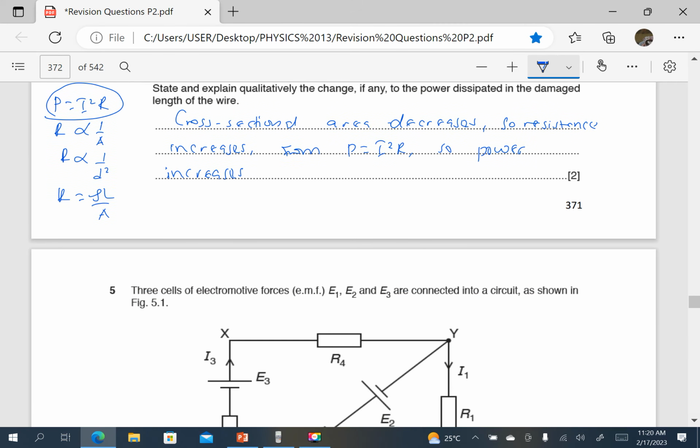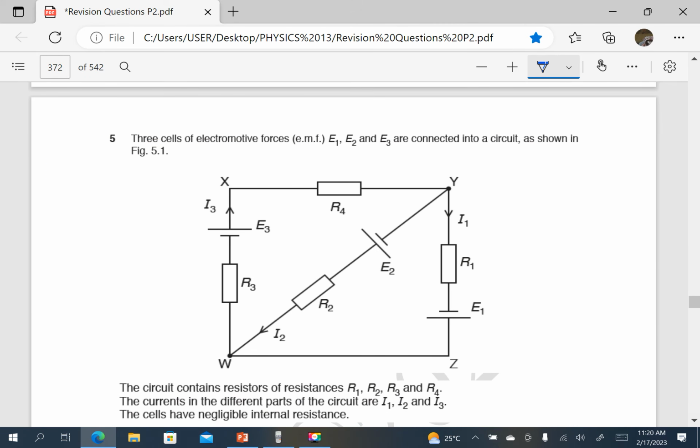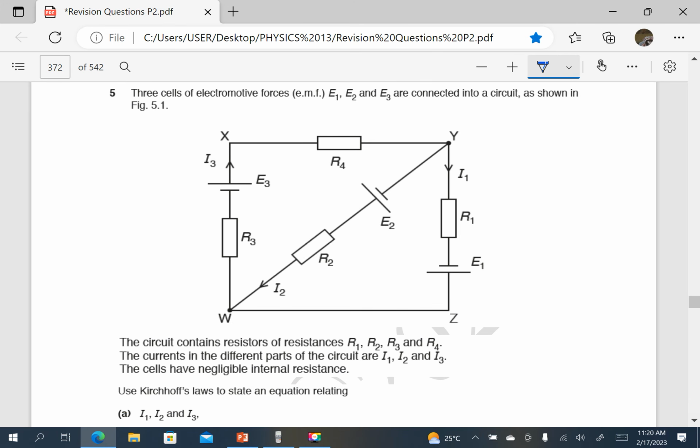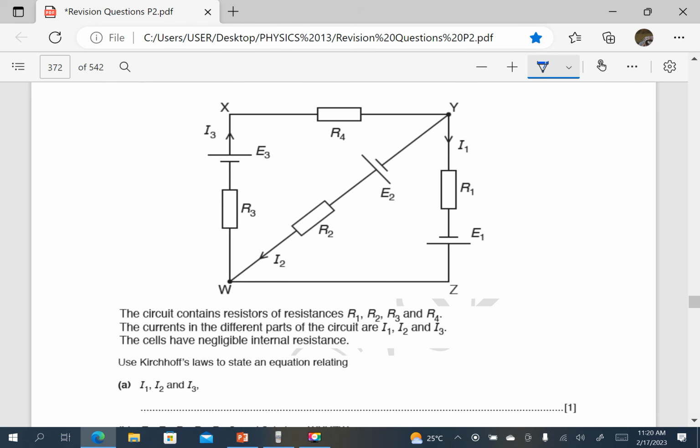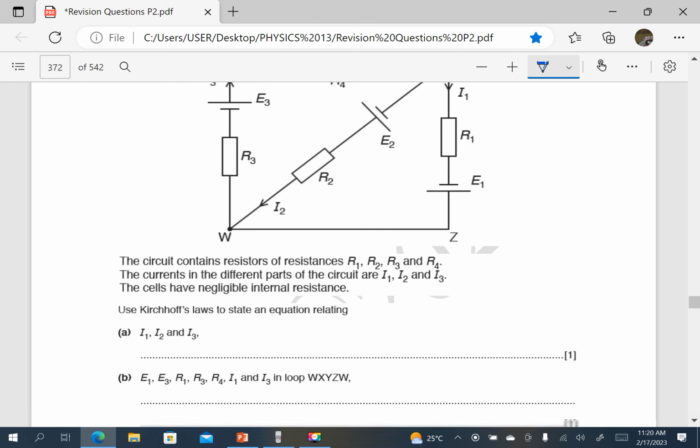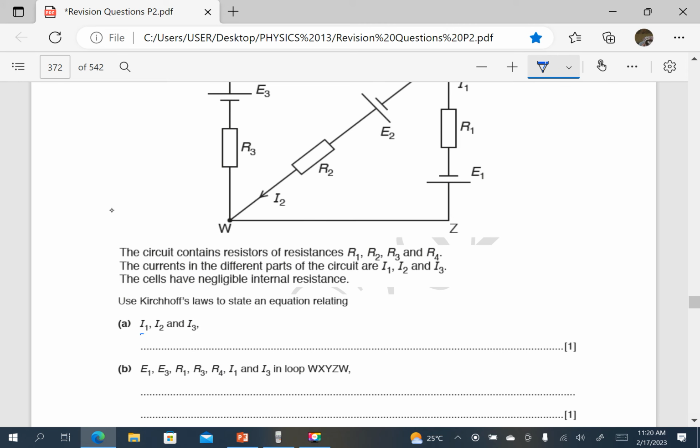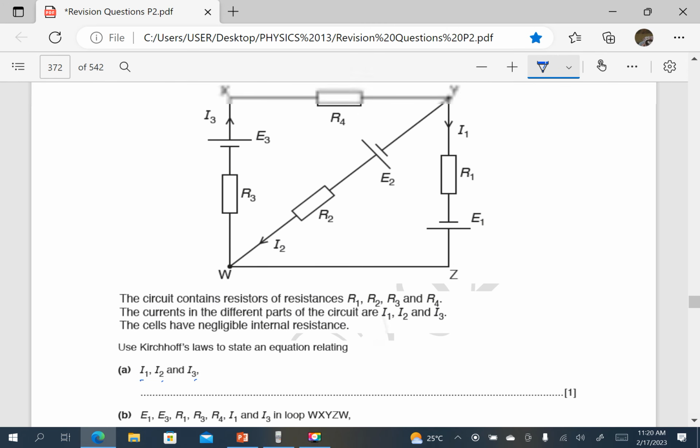Okay, let's stop at page number 4. Three cells of electromotive force E1, E2, and E3 are connected into a circuit as shown here. The circuit contains resistors R1, R2, R3, and R4. The currents in the different parts of the circuit are I1, I2, and I3. The cells have negligible internal resistance. Use Kirchhoff's laws to state the equation relating I1, I2, and I3. That is at the junction.